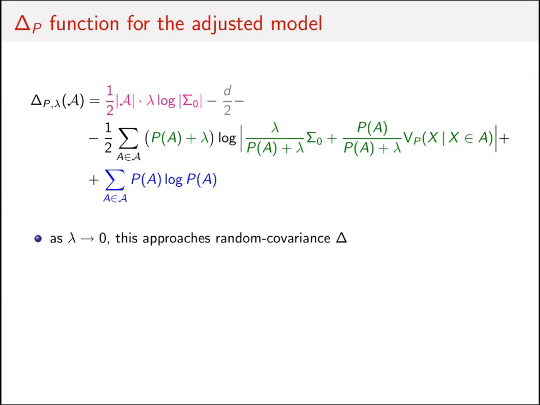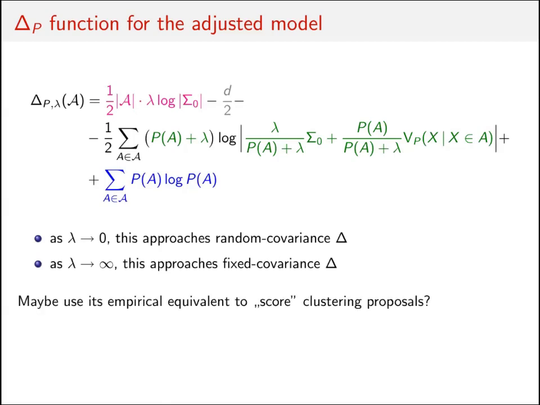Okay, I see that I should approach the end of the presentation. It's not surprising that by varying lambda, you have a continuous transition between the delta from the normal fixed covariance and normal Wishart covariance models.